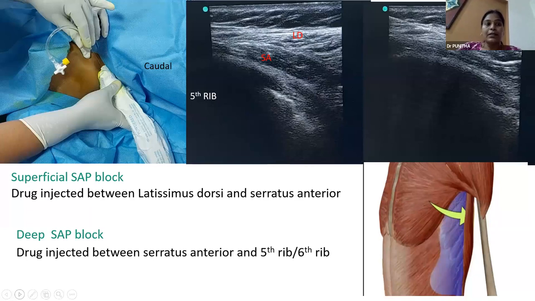Coming to the serratus anterior plane block, this can be given either in the supine position or in the lateral position. So the probe is kept at the mid-axillary line with the arm abducted. In the superficial serratus anterior plane block, the drug is injected between the latissimus dorsi and the serratus anterior. However, in the deep serratus anterior plane block, the drug is injected between the serratus anterior and the fifth or the sixth rib. So this picture depicts the sensory block of the serratus anterior block.